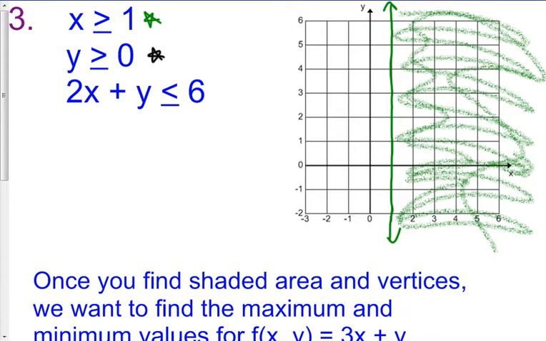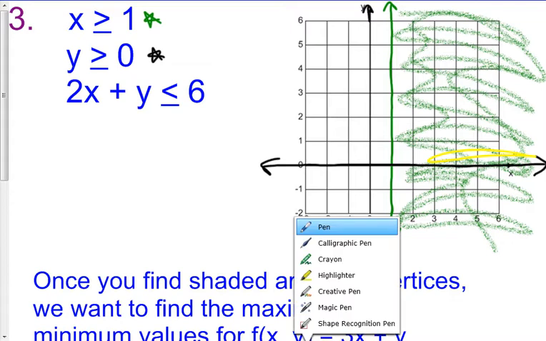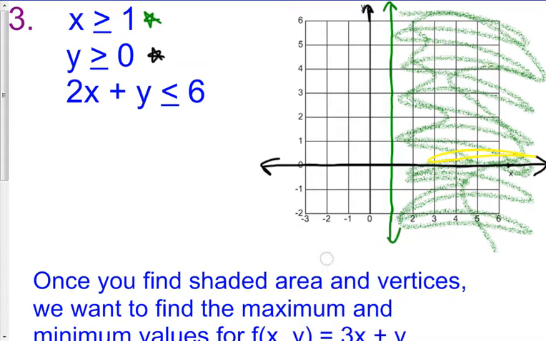My second line then is y is greater than or equal to 0. So for that one, that's a horizontal line, which happens to be at 0. So that's this line on the axis. And it's where y is going greater than, so I'm going to shade above the line. I'm going to use yellow for this one. So it's all above that line.